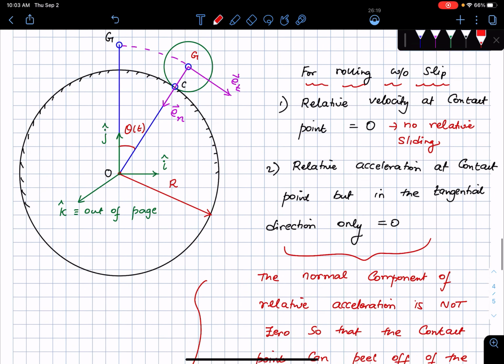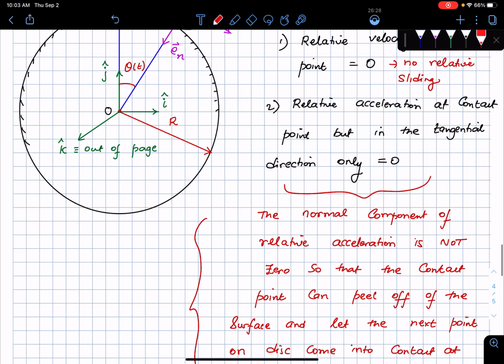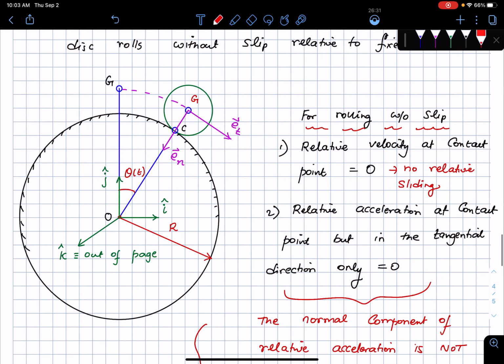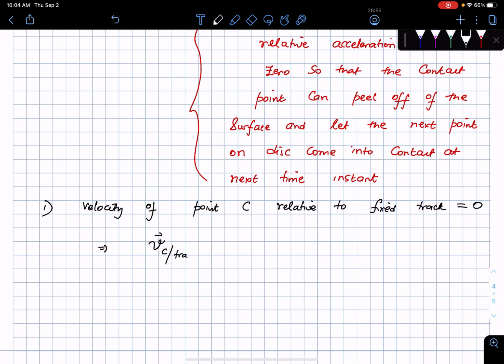So we move on. So what I'm going to say is that the velocity of the point C, which is the point of contact, with respect to the fixed track is 0. Okay, so the relative velocity of point C, so C is the contact point, as you can see. Okay, so this implies that the velocity of point C relative to the fixed track is 0.